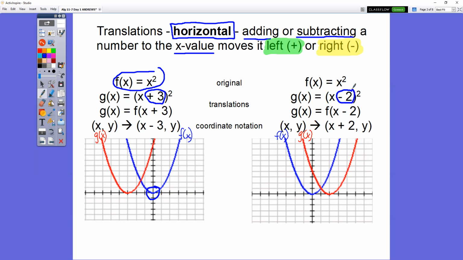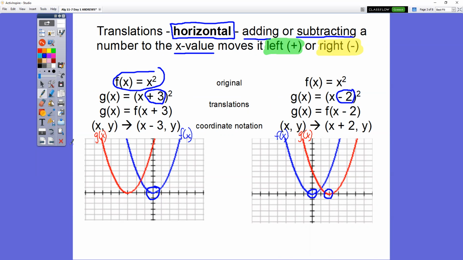So here we are subtracting 2. Our original one was the blue. We're subtracting 2 just from our x value. So it's sliding from 0, 0 over to 2, 0. We're going over to the right 2 places.